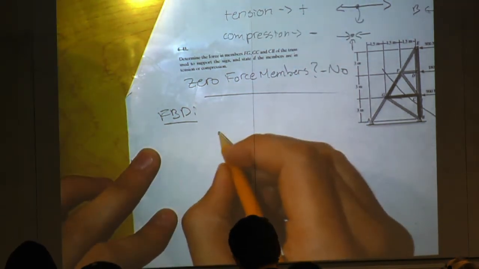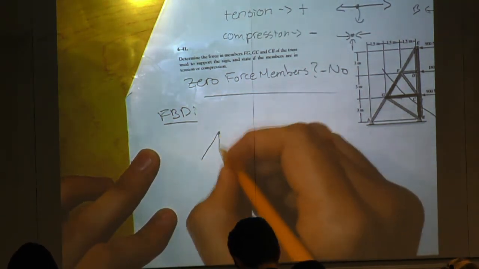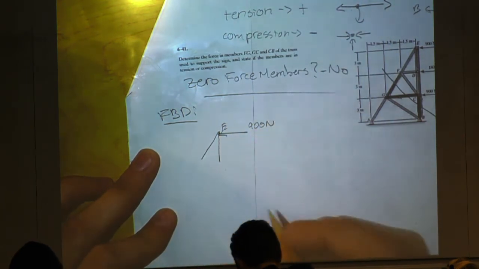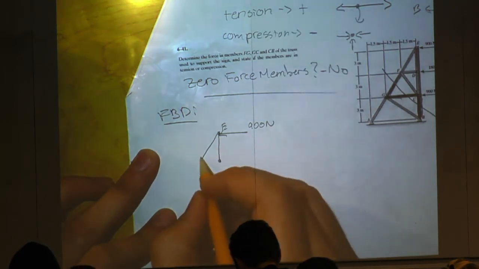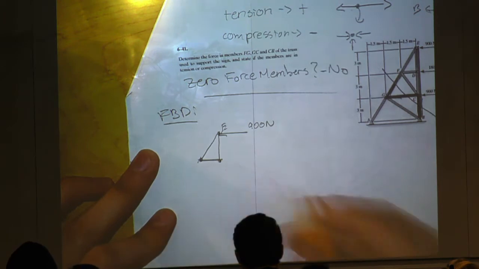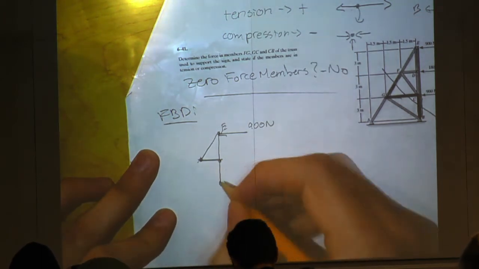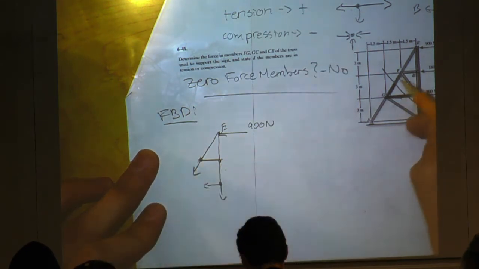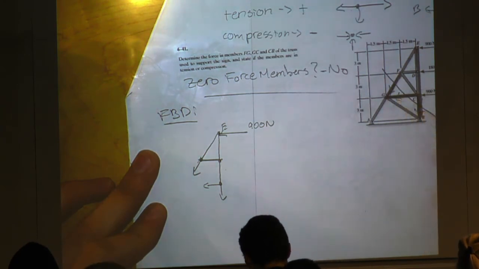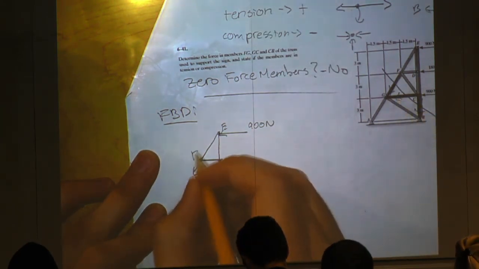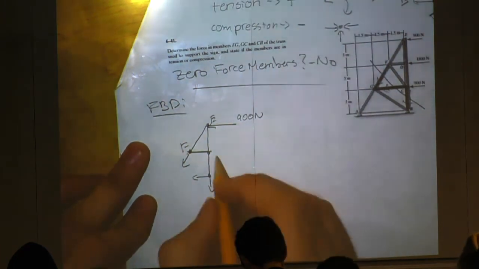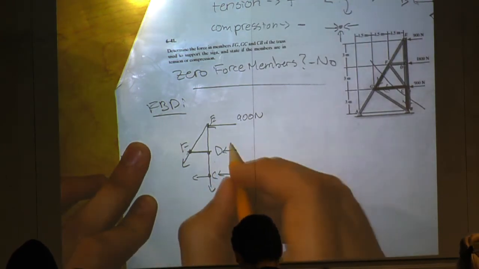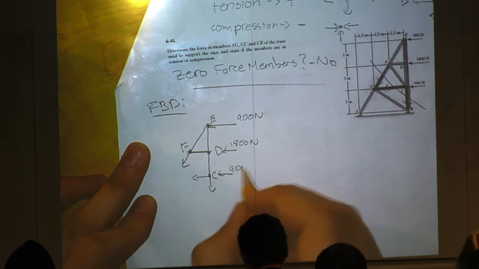So start at point E, come down. It's got some force pushing on it, 900 newtons. This is D. And a force here. This is where I cut, right? We make them forces. This is F. This is E. This is C, right? So these two have forces pushing in on them. Looks like 1,800. This is 900.